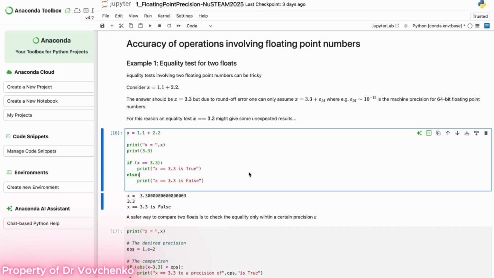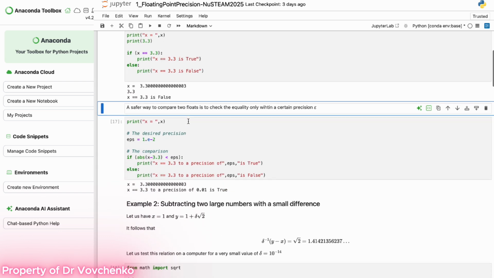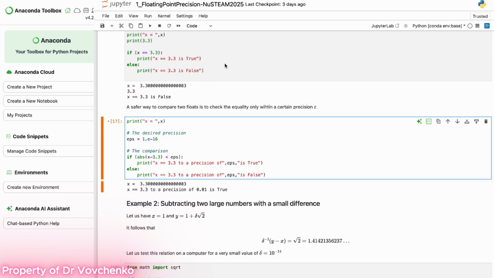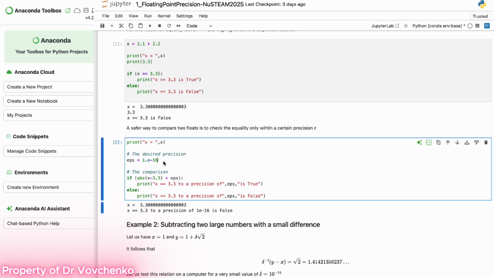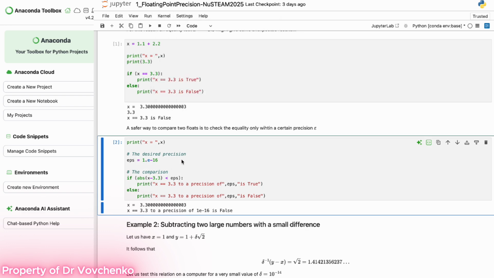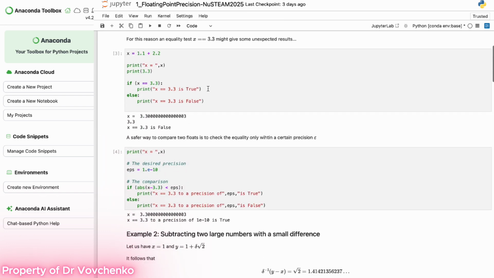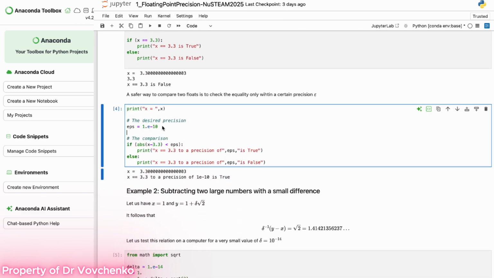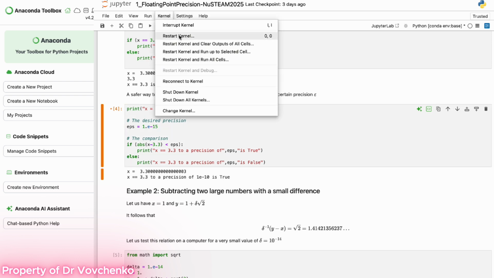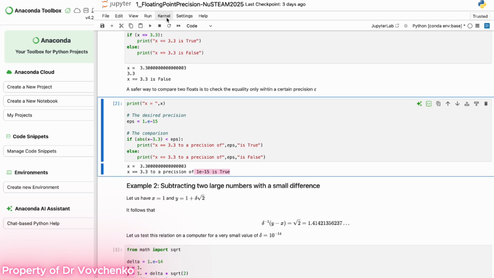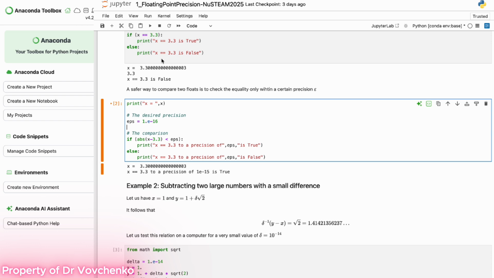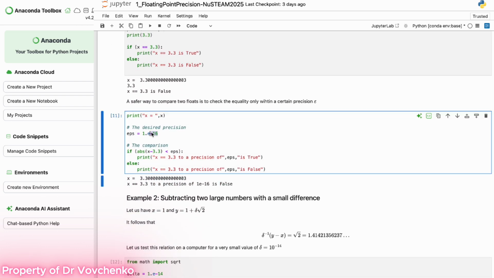For example, 1.1 plus 2.2 might not be exactly 3.3. It will be 3.0000000, so many zeros, and 3. So there is an offset in the calculations, but we can correct this with the epsilon approach, which is basically checking whether the difference between the two numbers is very small.